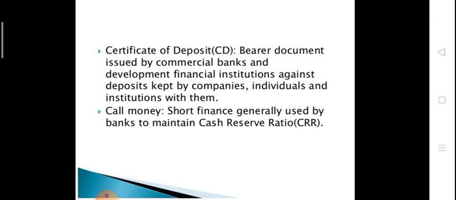Now the last one is call money, a short term finance which is generally used by the bank to maintain the cash reserve ratio. If the bank feels that the cash reserve ratio goes down, they make a call to another bank and borrow that amount of money, and the payback period of this call money is 1 to 14 days. So this is a very liquid form of asset or investment, meaning we easily get money. So basically call money is for banks.